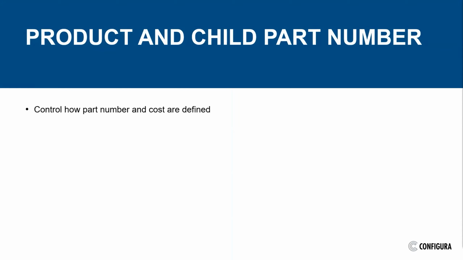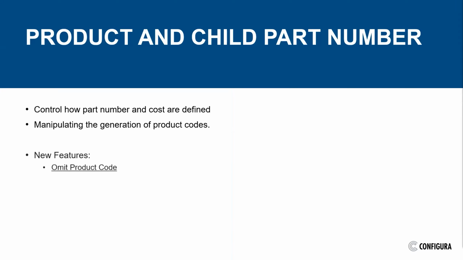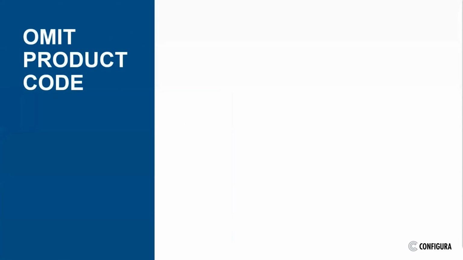In CET 12.0 minor, catalog users now have the options to control how part number and cost are defined by manipulating the generation of product codes. The features that let you do so are the OMIT product code and disable functional lookup. First, I want to talk about how the OMIT product code works.